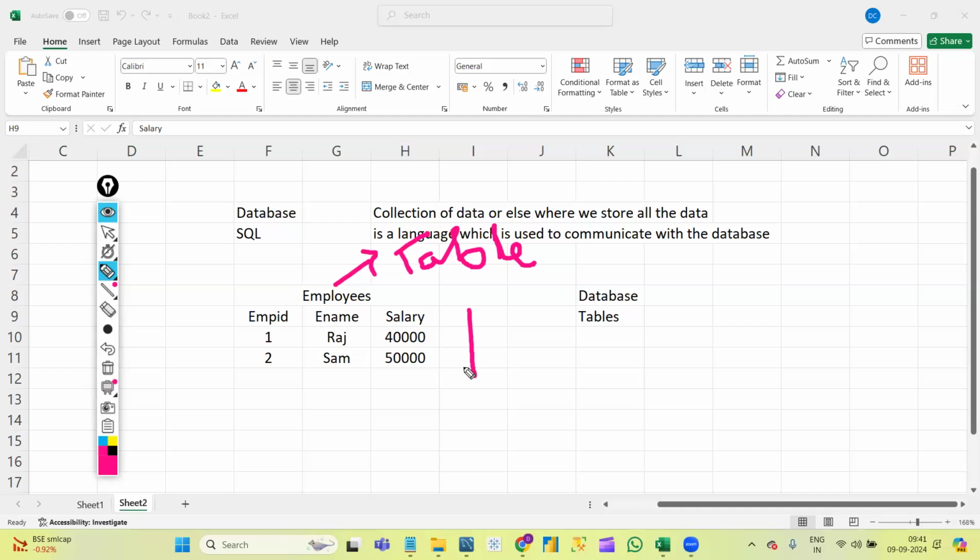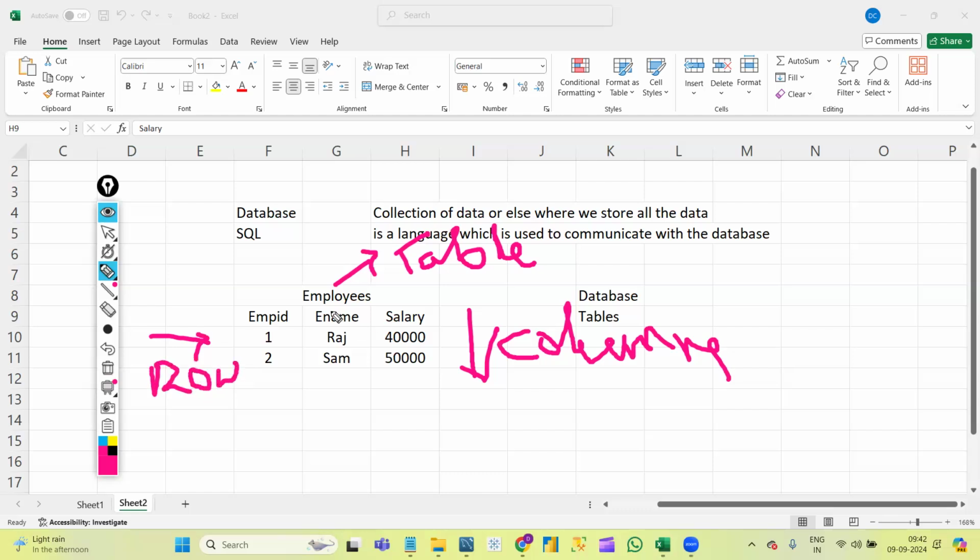the vertical part, this one, is called columns. Basically, we will create a table with rows and columns. By using rows and columns, we will create a table. Okay. The horizontal part is called a row. The vertical part is called a column. Okay. This is a row. That means I entered two details here. This employee ID 1, employee name Raj, salary 40,000 will be my first row. Okay. This will be my second row.